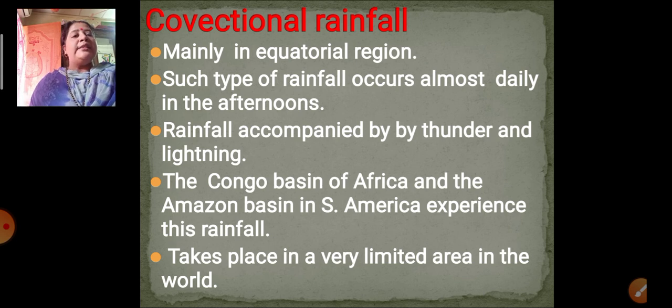Places like the Congo basin of Africa and the Amazon basin in South America receive convectional type of rainfall. Convectional rainfall is mainly in a limited area. It is not over a larger area. It is in a limited area only that we can see convectional rainfall. So this was about convectional rainfall.